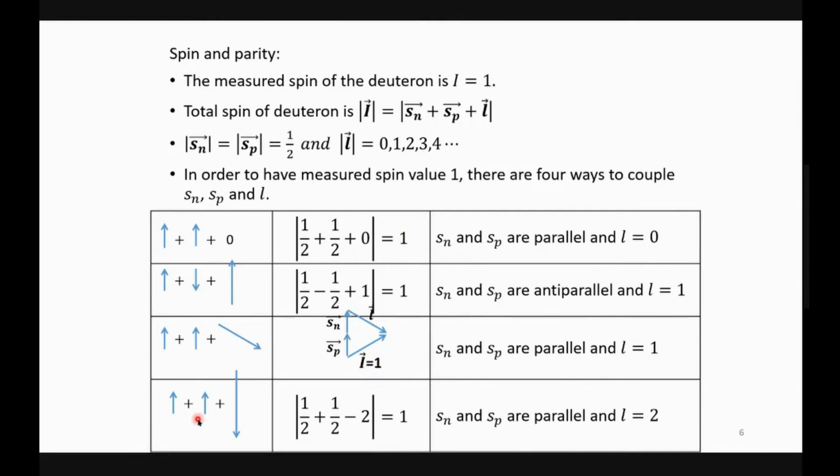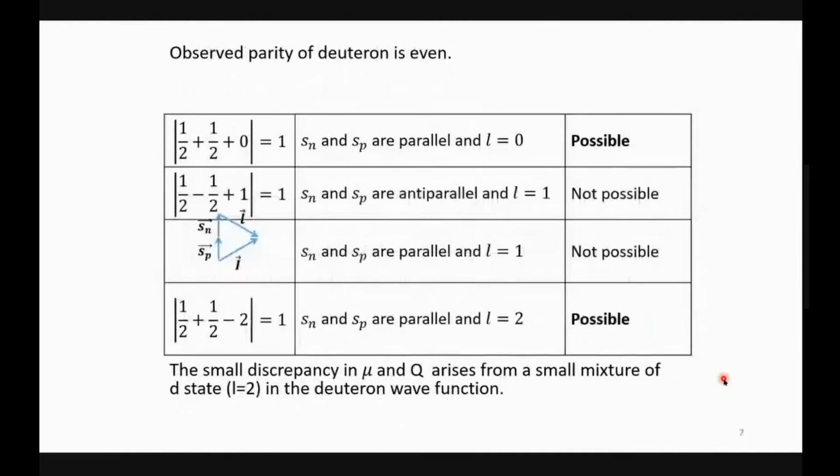Or Sn and Sp both are parallel and up, and the L value is 2, that also gives a total spin of 1. So there are four different possibilities which would result in the total spin of 1, corresponding to three different L values: L is equal to 0, L is equal to 1, and L is equal to 2. L is equal to 0.